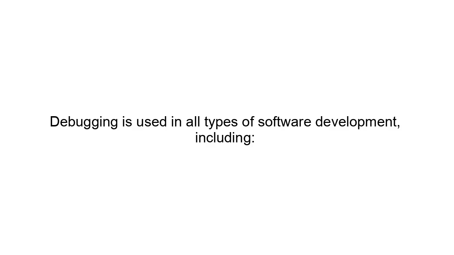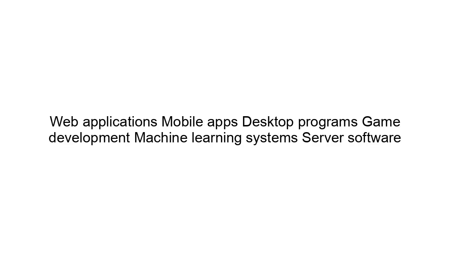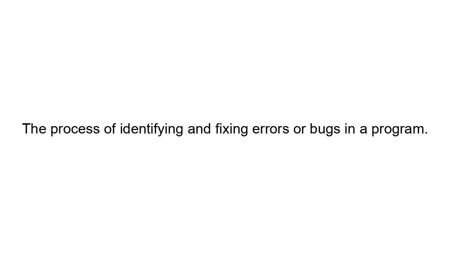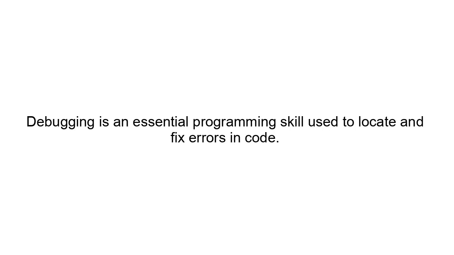Where debugging is used. Debugging is used in all types of software development, including web applications, mobile apps, desktop programs, game development, machine learning systems, server software. Every program eventually requires debugging. Simple definition. Debugging: the process of identifying and fixing errors or bugs in a program.